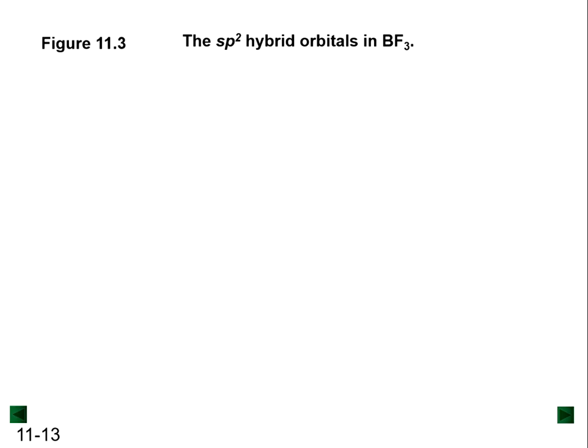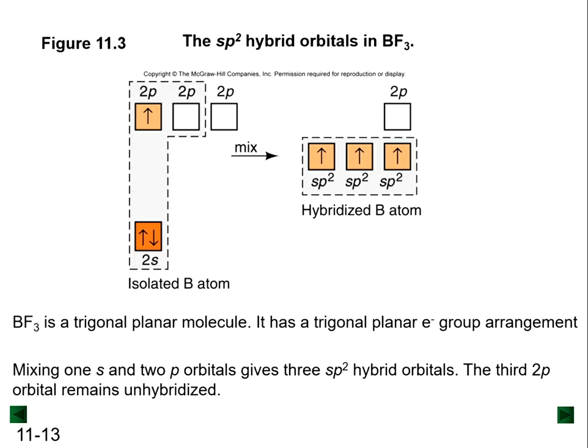Next, let's go to boron trifluoride, BF3. If we remember BF3, it's a trigonal planar molecule. It has a trigonal planar electron group arrangement. Therefore, we're going to need how many electron groups? We need 3. And we have how many orbitals? We'll need 3. So we mix 1 s and 2 p orbitals, which gives us 3 sp2 hybrid orbitals. The third p orbital remains unhybridized and empty.